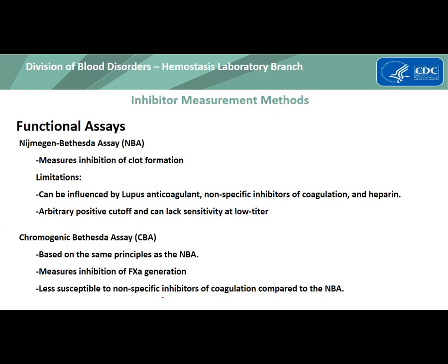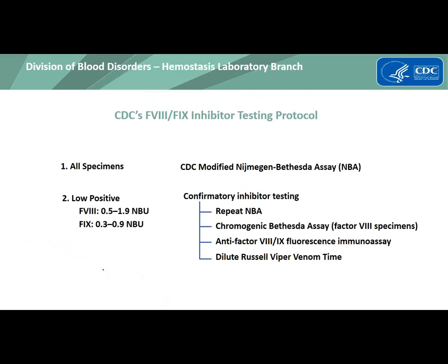So before we get into the details on the mechanisms of the assay, I wanted to provide an overview of CDC's factor VIII and IX inhibitor testing protocol. And this is the protocol that we use for our surveillance program, in which we test all of the specimens using our top-level test, the CDC's modified Nijmegen-Bethesda assay. And then for a subset of these, the specimens that fall into the low positive category, which for factor VIII is this range 0.5 to 1.9 Nijmegen-Bethesda units, and for factor IX, 0.3 to 0.9. These specimens undergo confirmatory inhibitor testing.